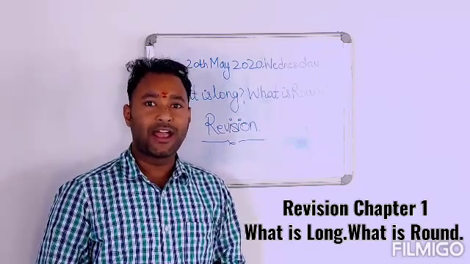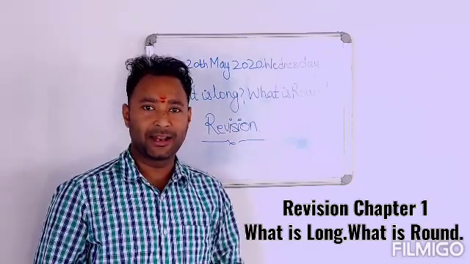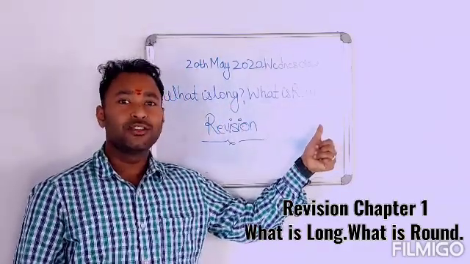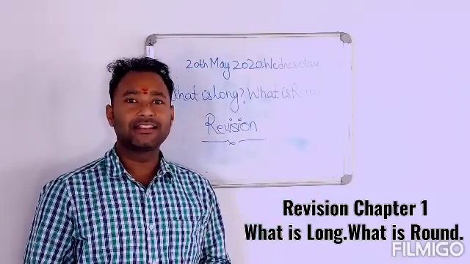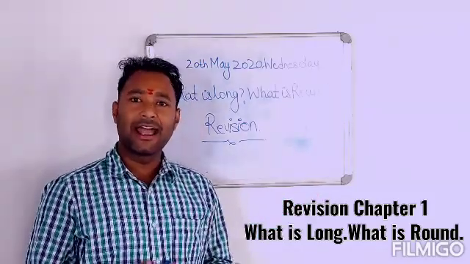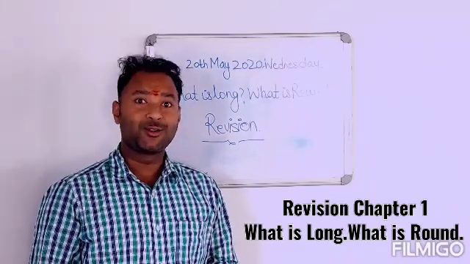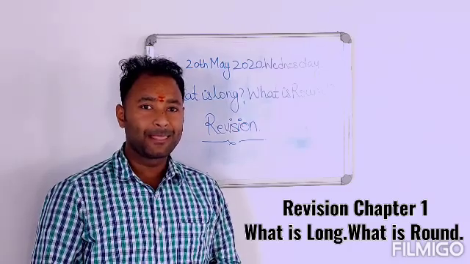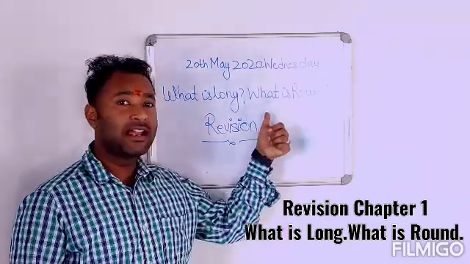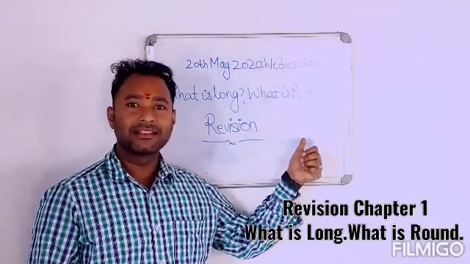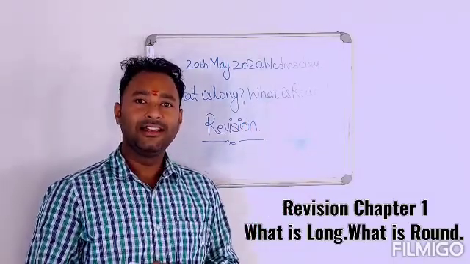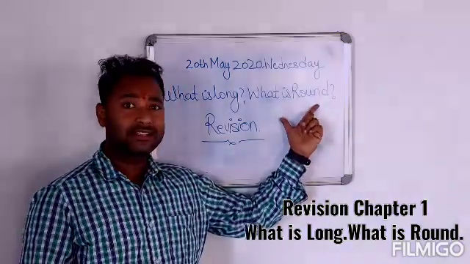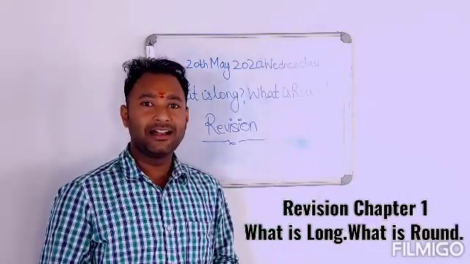Today we are going to have a quick revision of chapter number 1, that is what is long and what is round. Students, I have already discussed what are long objects and what are round objects. So can you please tell me what are long and what are round? Yes. Now what are long objects? Long objects are the objects which are in a horizontal line, or you can say they are straight. Round objects are the objects which are shaped like a circle.